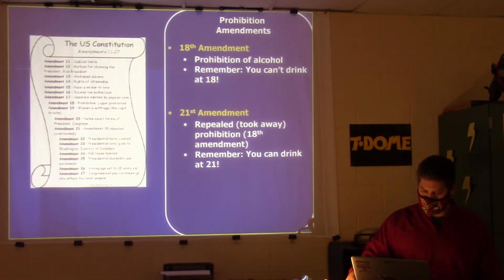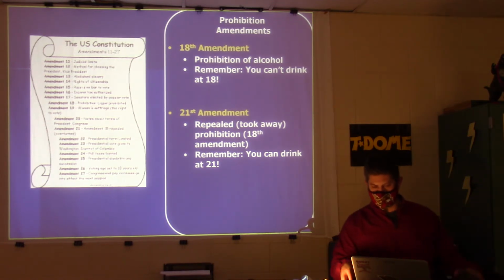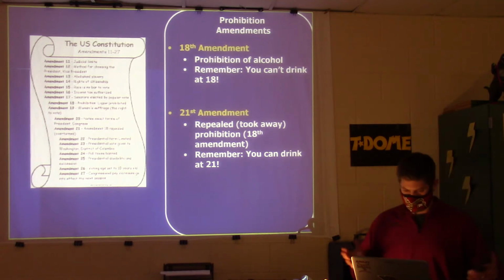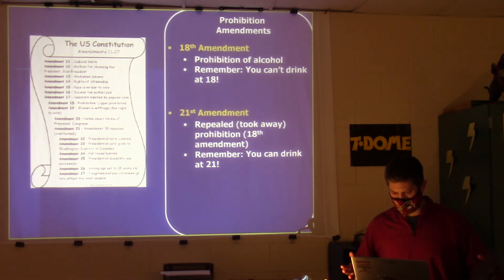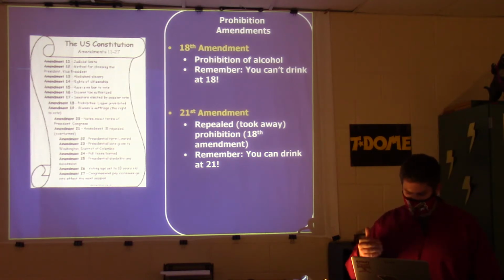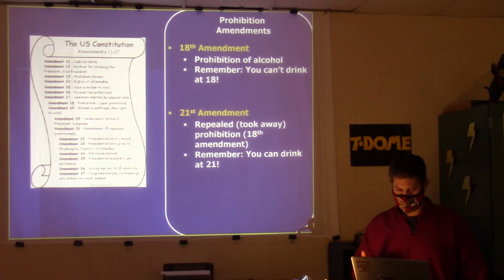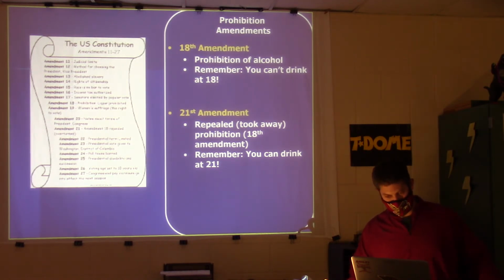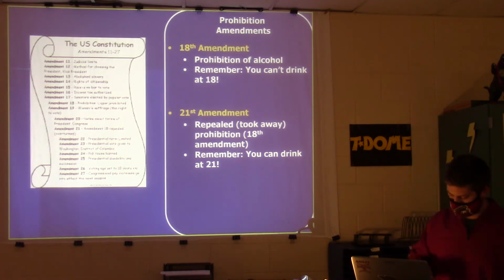So the 21st Amendment repealed, took away, the 18th Amendment. Okay? So remember, you can drink at 21. These are the Prohibition amendments, 18th and 21st. So please remember that. That's your exit ticket for today. It's definitely going to be on your test, quiz, whatever it is.